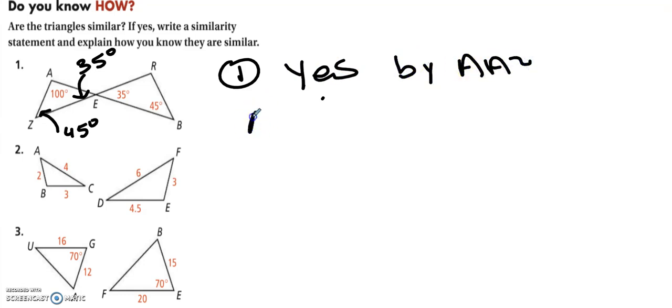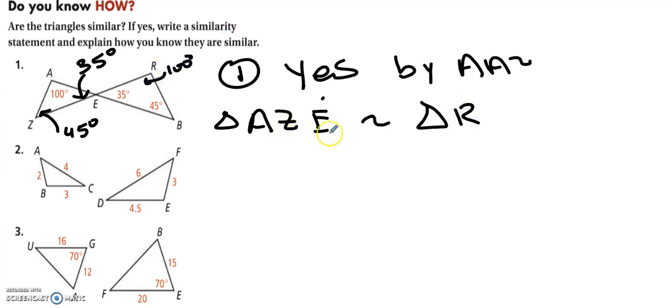And I'm going to call this triangle AZE is similar to triangle, and A will be congruent to R, Z is congruent to B, and then E is congruent to itself.